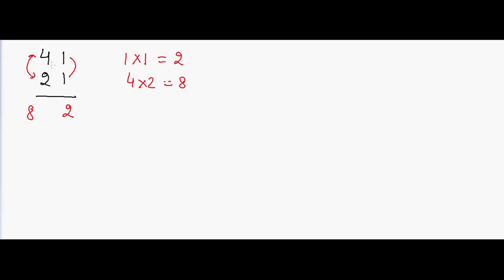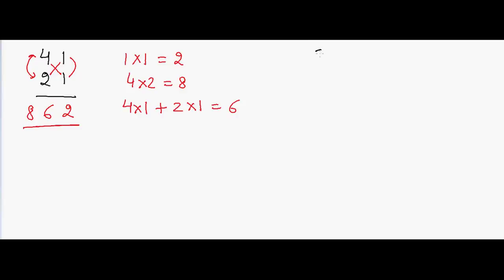And then I'll multiply across. So 4 into 1 plus 2 into 1. That will give me 4 plus 2 is 6. So I'll get a 6 here. So that is my answer. So 861. Let's try another example.